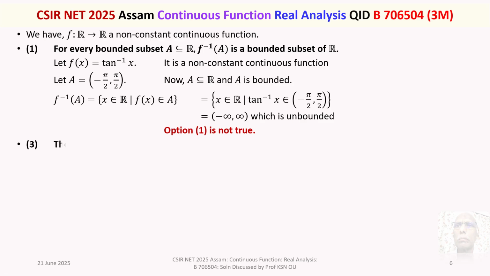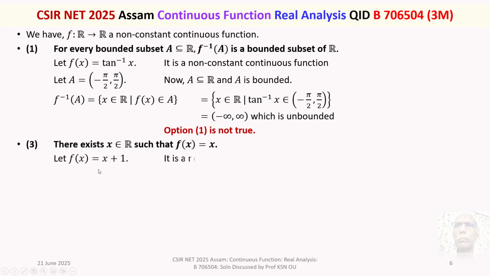Right. We move to the next option. There exists an x belongs to R such that f of x is equal to x. Is it true? There are functions for which this is not true. For example, you take f of x is equal to x plus 1, which is clearly a non-constant and continuous function. If you say f of x is equal to x, then x plus 1 is equal to x. Is there any real number which satisfies x is equal to x plus 1? No, this is not true.